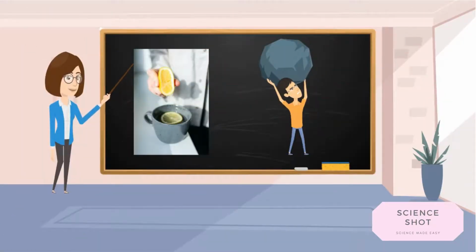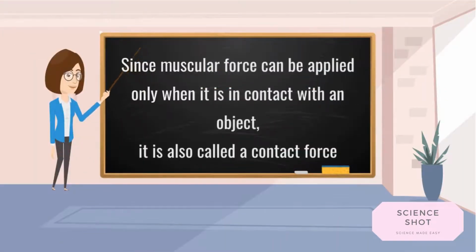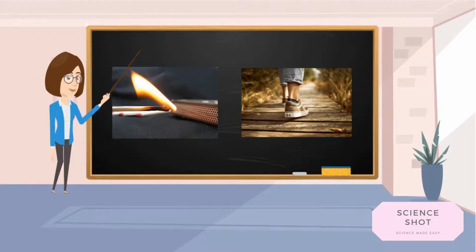Look, here one person is squeezing a lemon. He is also exerting force by the action of muscles. Similarly, the other figure shows a man lifting a heavy rock. He is also applying force by the action of his muscles. Since muscular force can be applied only when it is in contact with an object, it is also called a contact force.